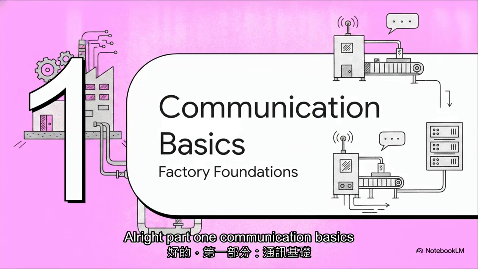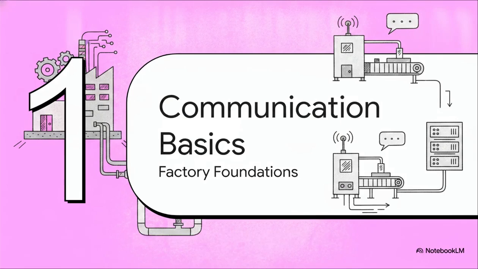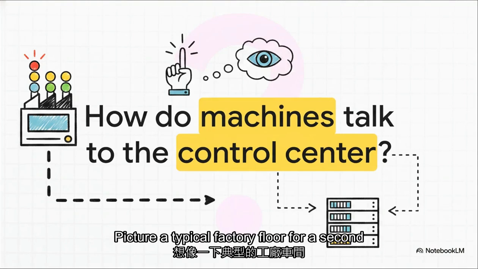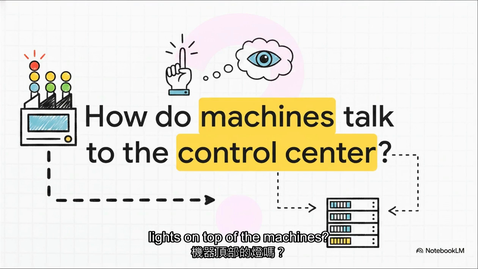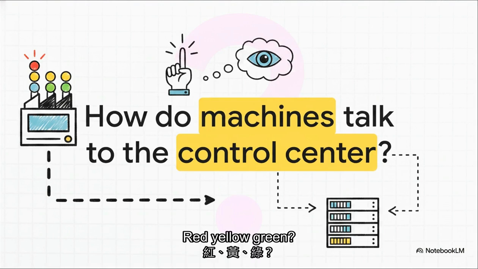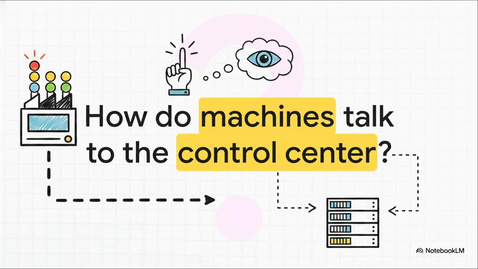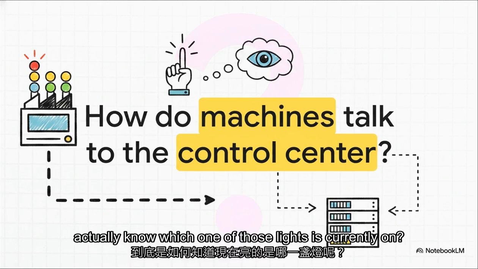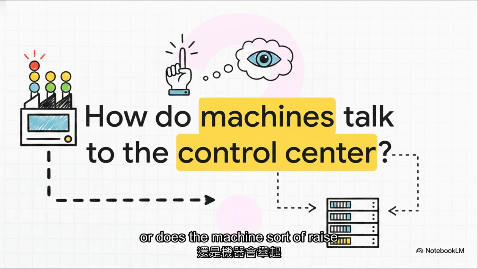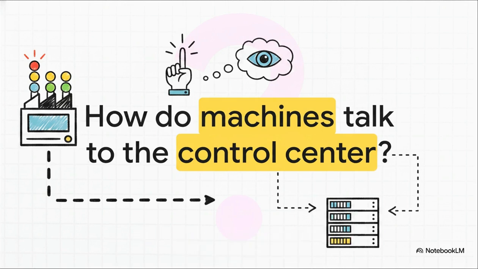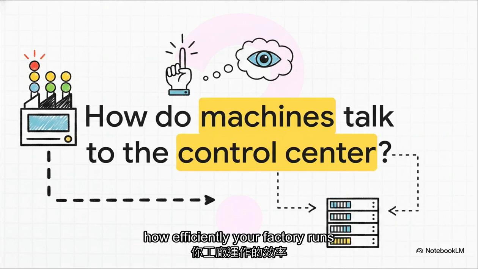All right, part 1, communication basics, the literal foundations of the factory. Picture a typical factory floor for a second. You know those classic 3-color indicator lights on top of the machines? Red, yellow, green. Seems super simple, but how does the factory's brain, the MES, actually know which one of those lights is currently on? Is the system just staring at the machine all day, or does the machine sort of raise its hand and announce its status? The answer to that question fundamentally changes how efficiently your factory runs.